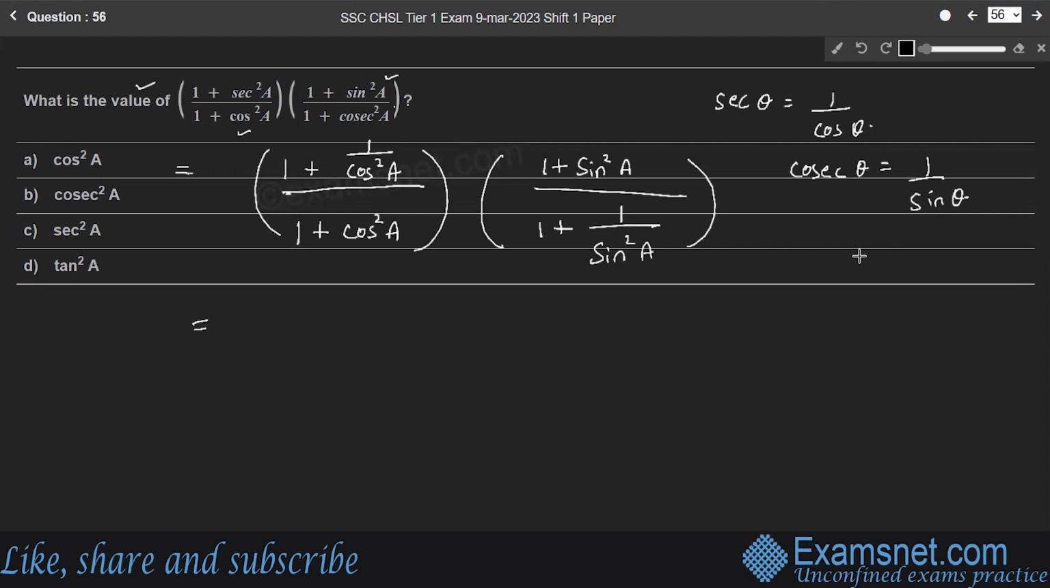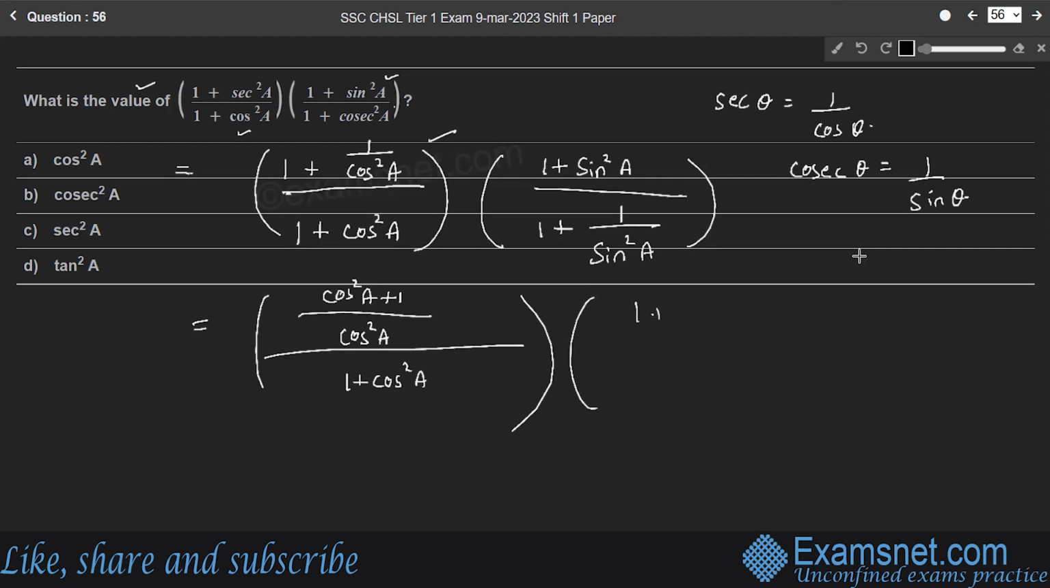So, consider the first term. In the numerator, we can take cos square A as the LCM, and the numerator becomes cos square A plus 1, whole divided by 1 plus cos square A. Into, in the second term, the numerator will be as it is, 1 plus sin square A, whole divided by, here we'll take sin square A as the LCM, so the numerator of the denominator becomes sin square A plus 1.